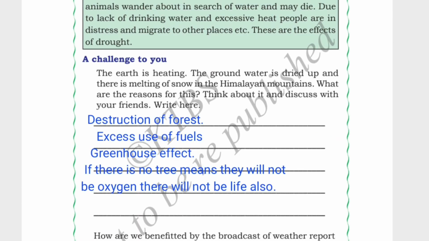and earth is heating. The groundwater is dried up and there is melting of snow in the Himalaya mountains. What are the reasons for this? Think about it and discuss with your friend right here. Destruction of forest, excess use of fuels, greenhouse effect. If there is no tree means there will not be oxygen, there will not be life also.